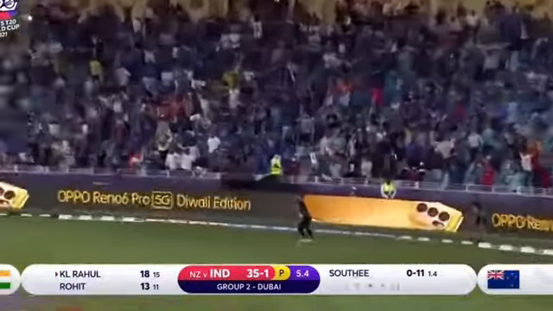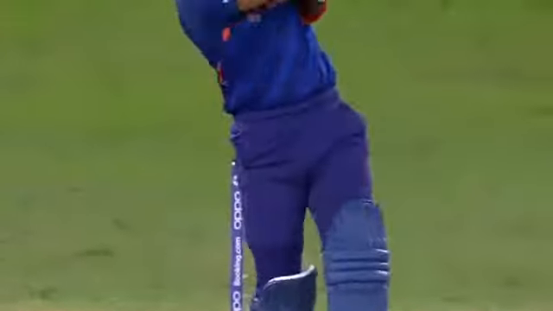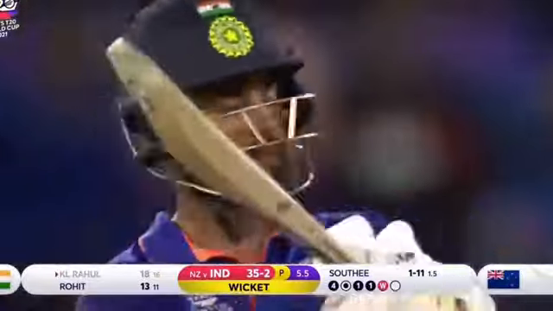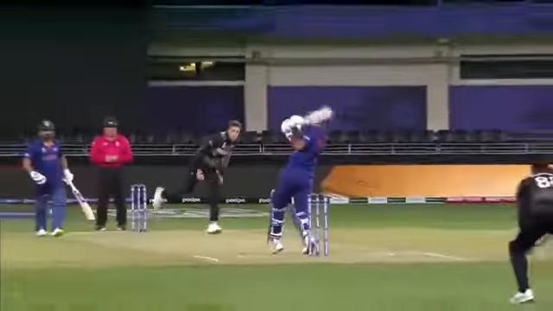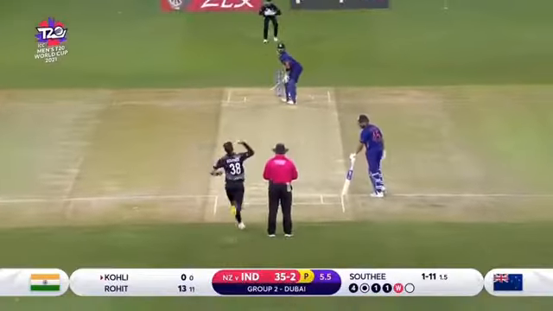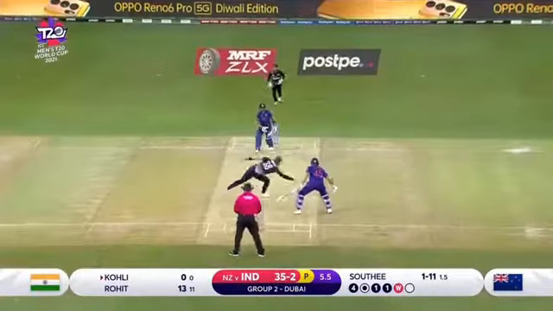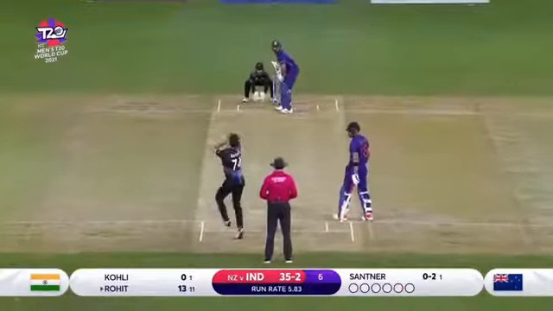Now there's a fielder. This time the catch is taken. This is KL Rahul though, into the pull shot. And right at the end of the... Just a little bit short. And KL Rahul just used Virat Kohli. And that's how it'll end.